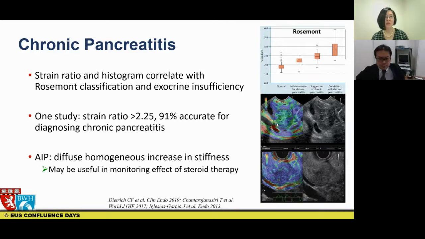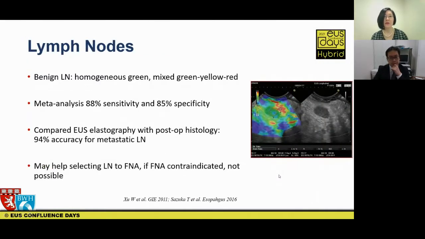It may also be helpful with diagnosing AIP, because with AIP, you may see that the entire pancreatic parenchyma is diffusely stiff in appearance, as you can see in the bottom elastography image there. For lymph nodes, it can be helpful as well, as benign lymph nodes typically appear green, as you can see from the right elastography image there. Comparing EUS elastography diagnosis of lymph node to post-op histology, elastography was 94% accurate for diagnosing metastatic lymph nodes. And it may be helpful in allowing to select which lymph nodes to FNA.